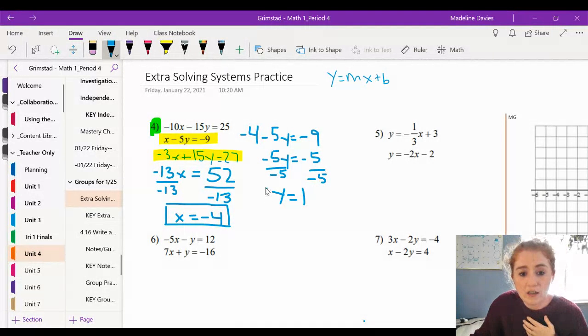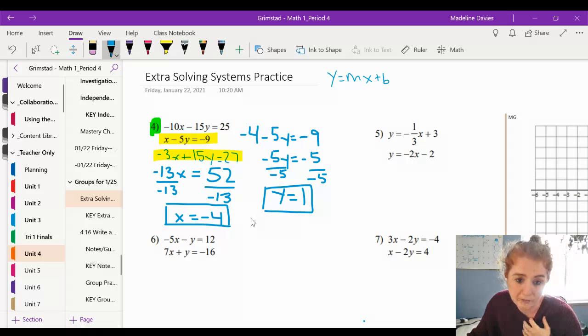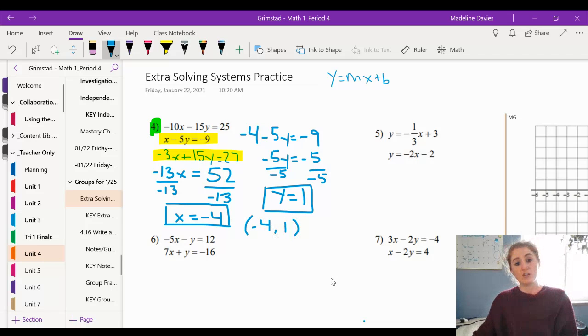Y equals 1. And then you just have to write it as an ordered pair. So in this case, you're going to do negative 4, comma, 1. Great. So that was our example of elimination.